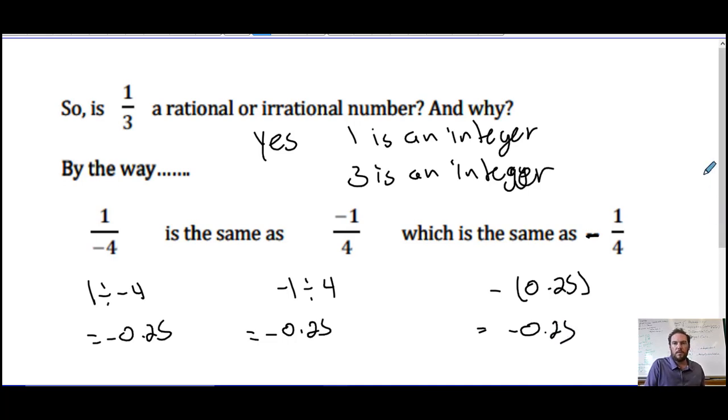Be careful, because a really common mistake students make is they think that when I have a negative fraction, it's a negative in the numerator and a negative in the denominator. But if I were to plug this into my calculator, -1 divided by -4, we get +0.25. So we have to be careful about that.